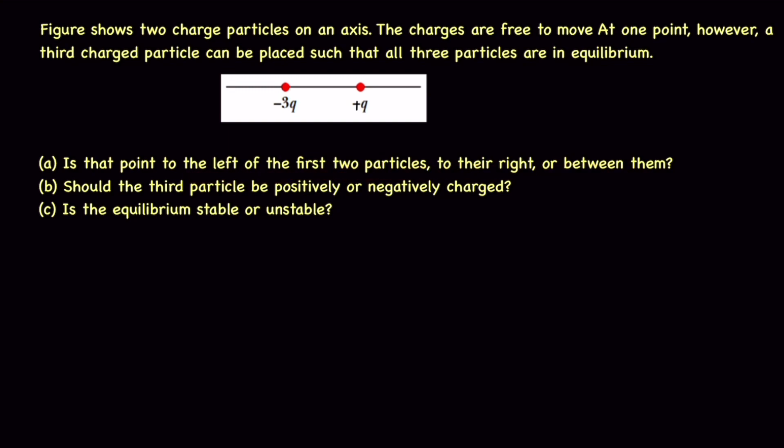In the second one, we have to find the polarity of the third charge, whether it is positive or negative. And in the third one, we have to find whether the system is in stable equilibrium or unstable equilibrium.